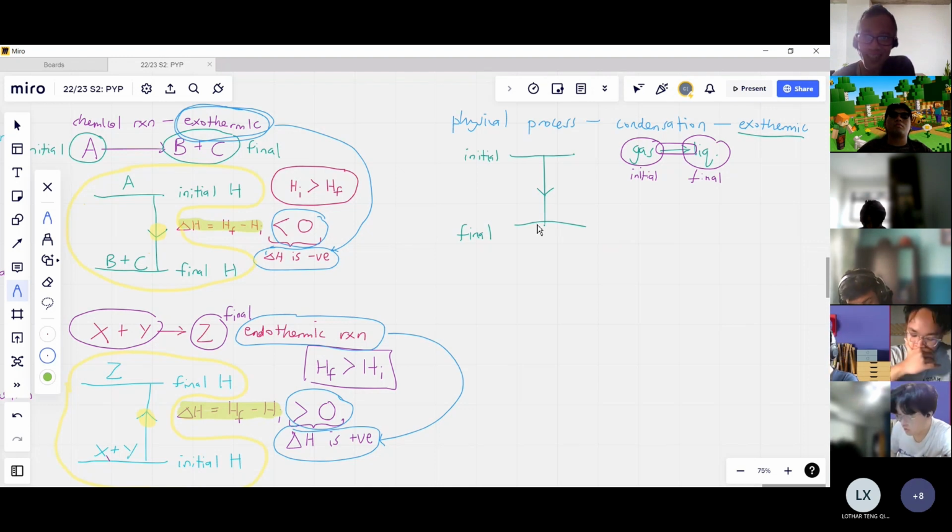Okay, so I just add in. So gas is here. Liquid is below. As long as you remember, for exothermic is a downward arrow. So now I have my energy diagram.